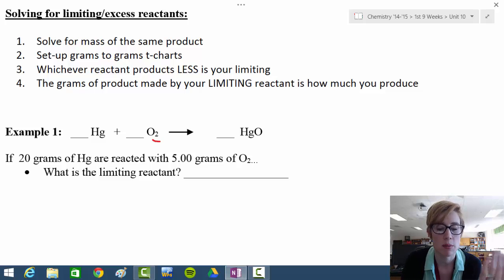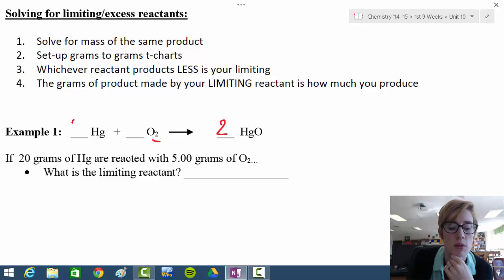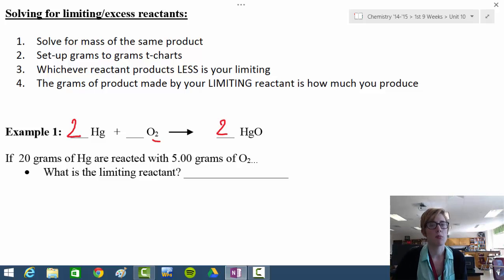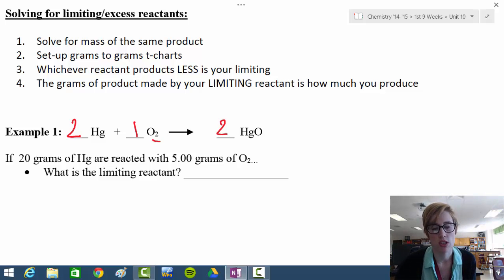I see, for example, that I have 1 mercury on the left, and I also have 1 mercury on the right, so they're balanced. But my oxygens aren't. I have 2 on the left and 1 on the right. So if I put a 2 here, I now have 2 oxygens. But that also changed my mercuries, and so to get 2 mercuries on the reactant side, I put a big 2 there. So 2 to 1 to 2 are my mole ratios. So now that I look at this, I see I want 2 moles of mercury, and I want exactly 1 mole of oxygen to make exactly 2 moles of mercury oxide.